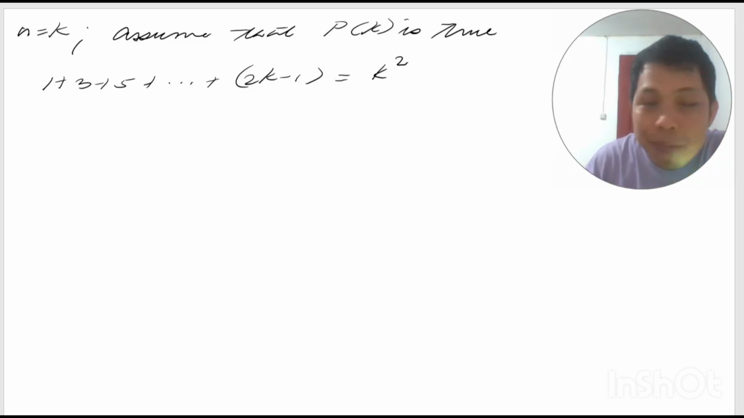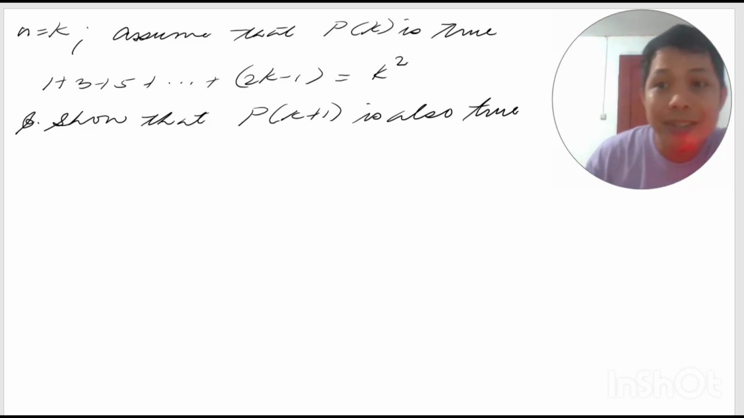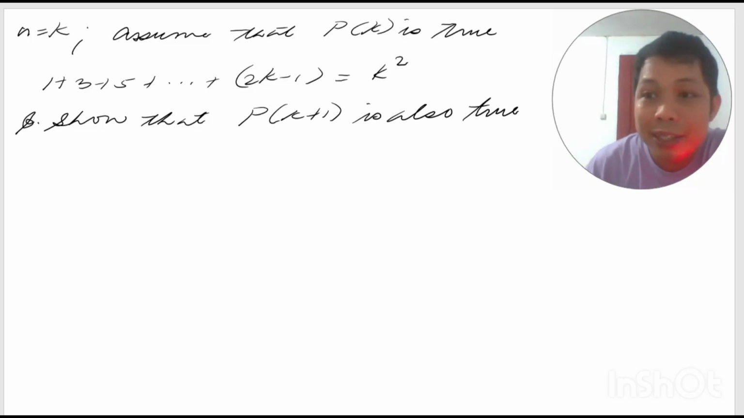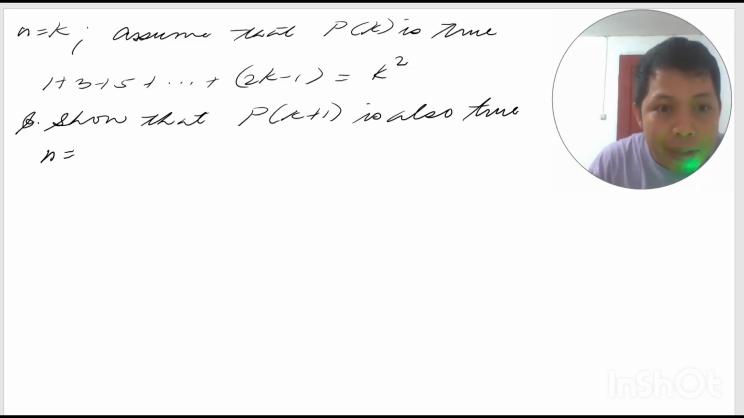Let us now proceed to the next step, which is the challenging part. B, we need to show that P of k plus 1 is also true. This means that the next term is also true. So here, n is equal to k plus 1.